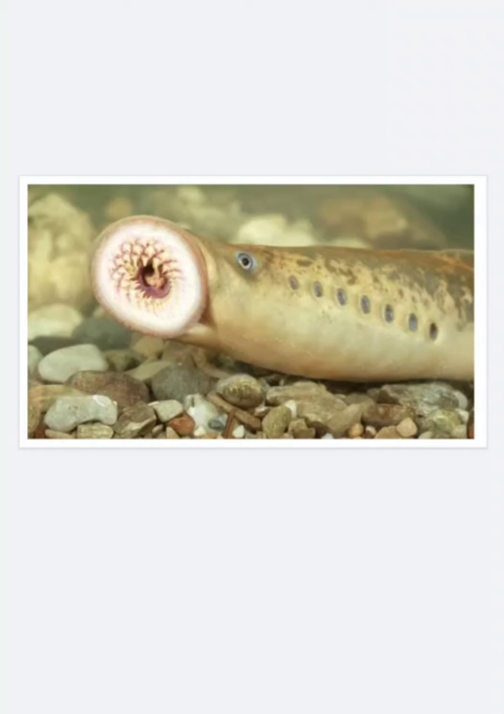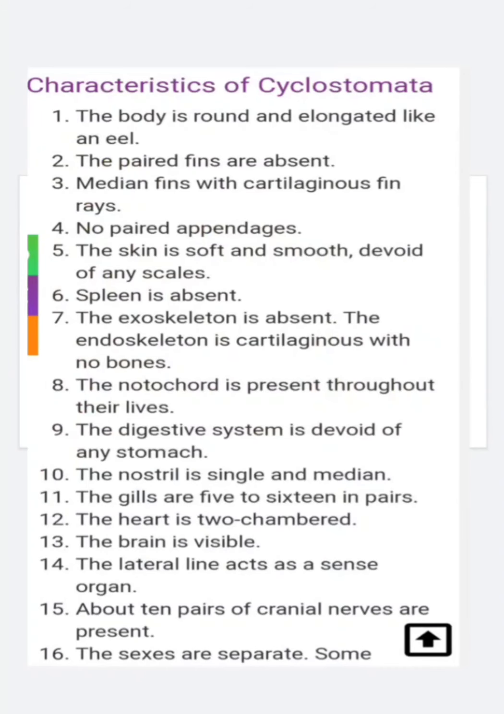When we see these pictures, the body is round and elongated, and at the anterior end there is a mouth which is circular in shape, and the body always resembles the eel fish. And in these cyclostomes the paired fins are absent. Generally the fishes consist of pelvic and pectoral fins. These pelvic and pectoral fins are commonly called paired fins. These paired fins are absent in the case of cyclostomes. We can observe only median fins, isn't it?